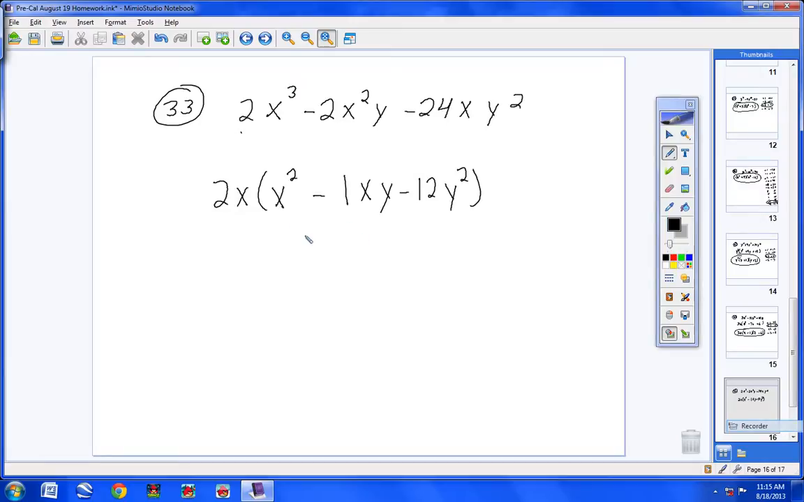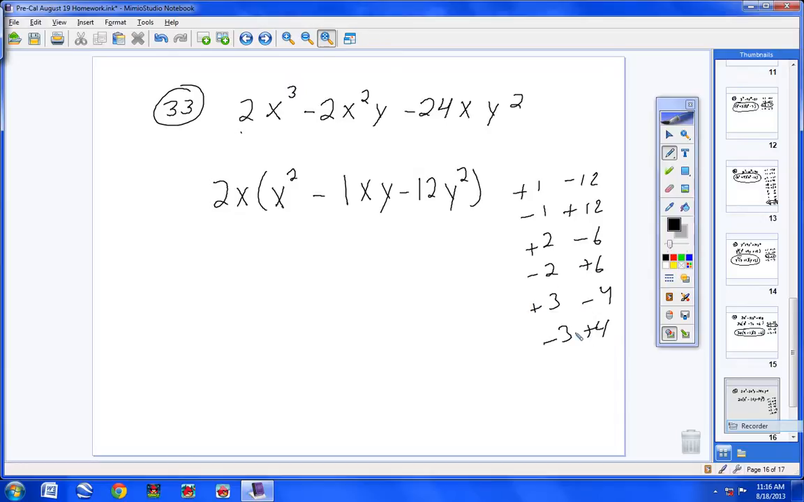Now I'm left over with a trinomial here that has a lead coefficient of 1. So I'm going to list out all the factors of my last term, which is a negative 12. So 1 times 12, 2 times 6, 3 times 4. It is a negative 12, so I want to use positive times a negative and negative times a positive. Over and over.